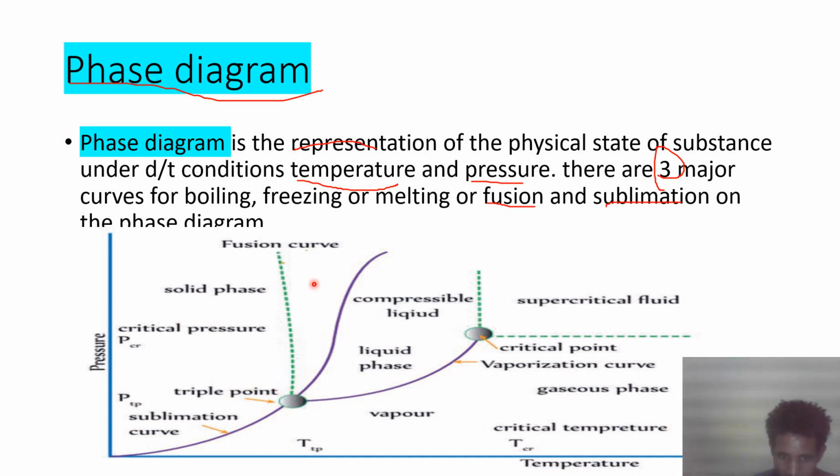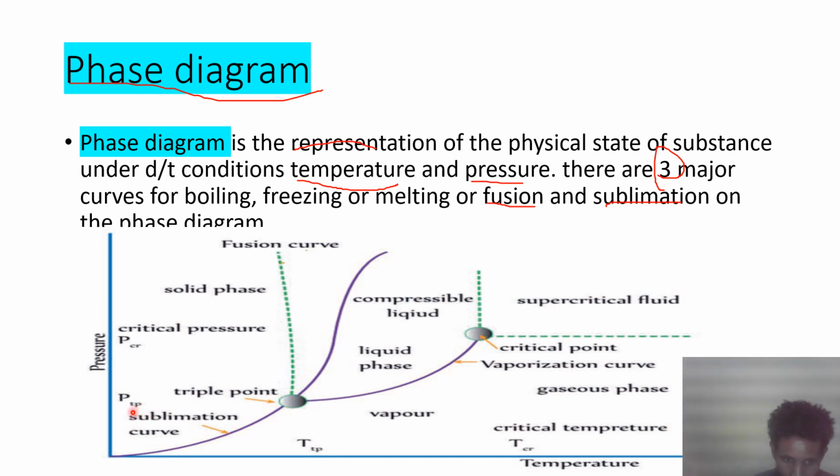But in this diagram we can consider that. This solid phase, this is the fusion curve. Fusion curve means, yeah, fusion means the melting. The changing from solid to liquid is called fusion. So there is a critical pressure here.